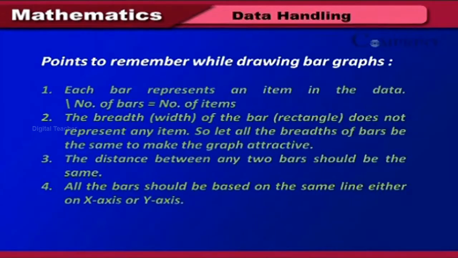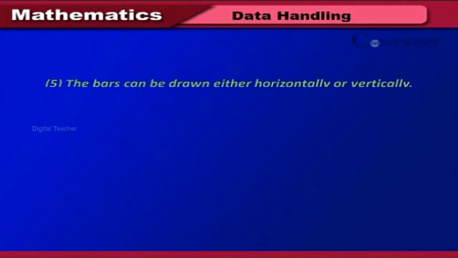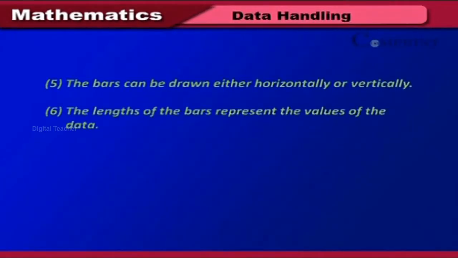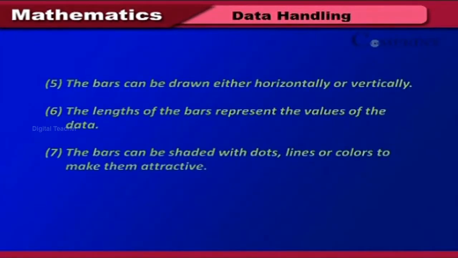3. The distance between any two bars should be the same. 4. All the bars should be based on the same line, either on x-axis or y-axis. 5. The bars can be drawn either horizontally or vertically. 6. The lengths of the bar represent the values of the data. 7. The bars can be shaded with dots, lines or colors to make them attractive.